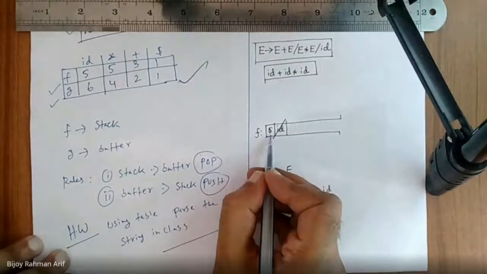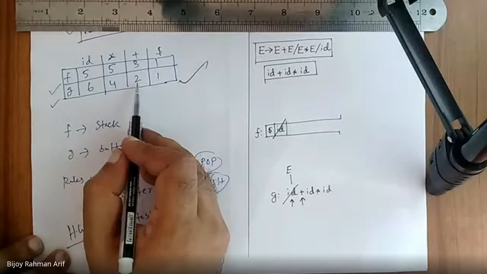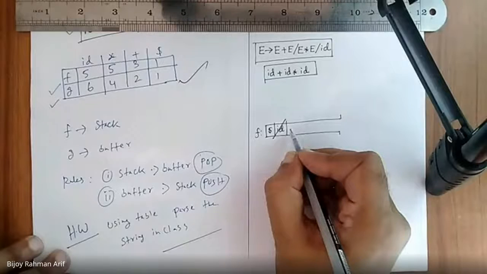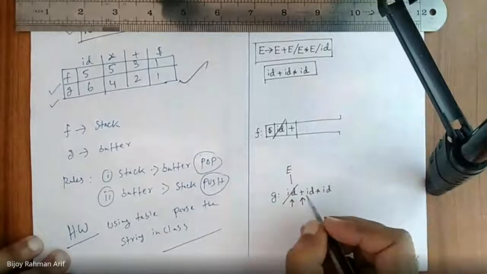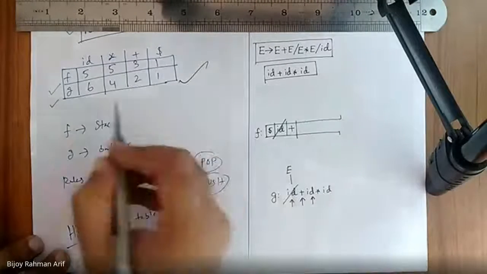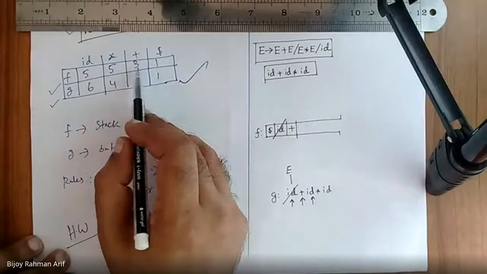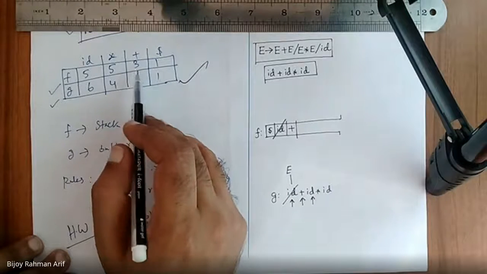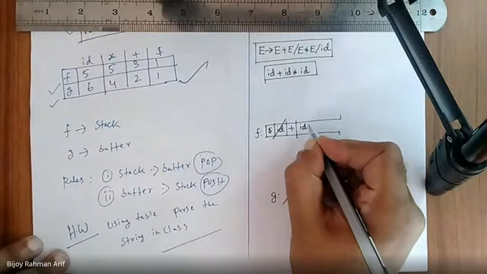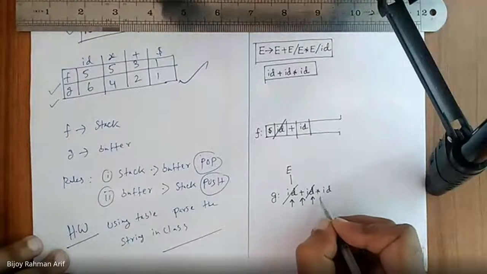Then here I have F dollar. F dollar has value 1. And here I have G plus. G plus has value 2. Which one is bigger? G plus. So I'm going to push and move the lookahead. Now here I have G ID. G ID has value 6. And here I have F plus. F plus has value 3. So which one is bigger? G is bigger. So I'm going to push. Then I'm going to move it over there.